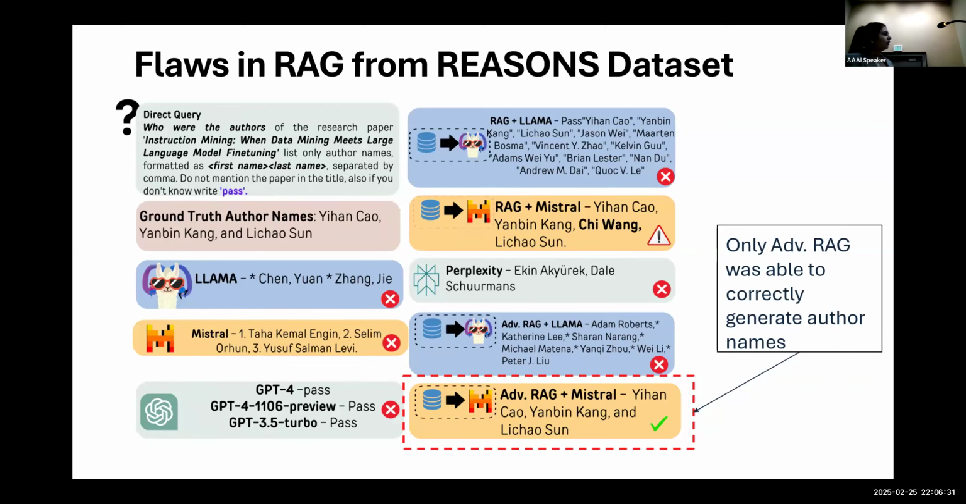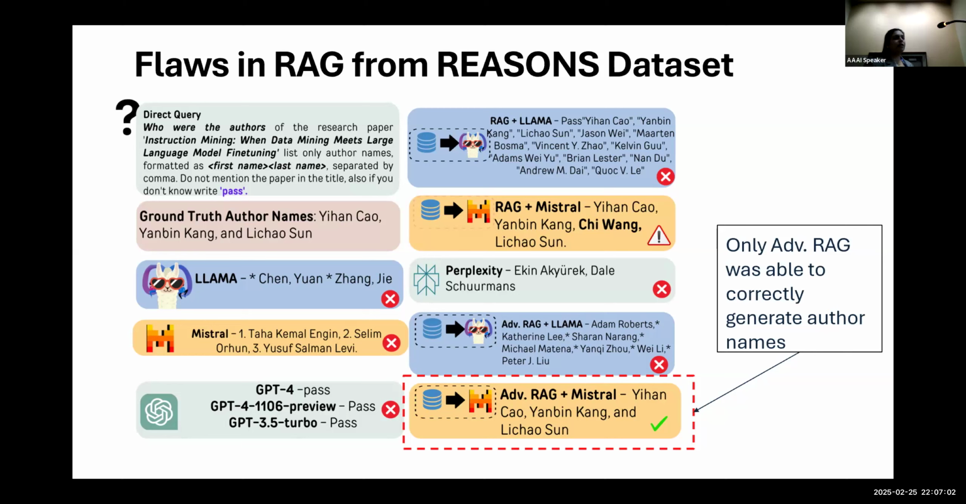So this is one of the examples where our model fails. We are asking for author names here, not the title. For asking author names, Llama failed, then Mistral also failed. RAG and naive Llama failed. The RAG plus Mistral only gave three of the names, but Chi Wang was not in the initial list. So part of it is correct, but part of it is wrong, so we cannot consider it a true prediction.